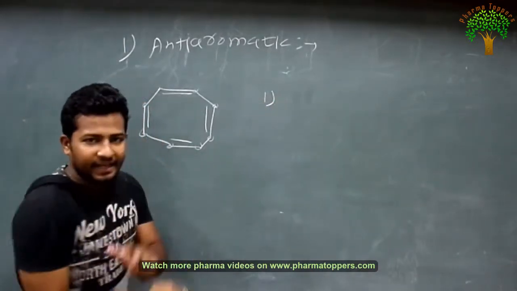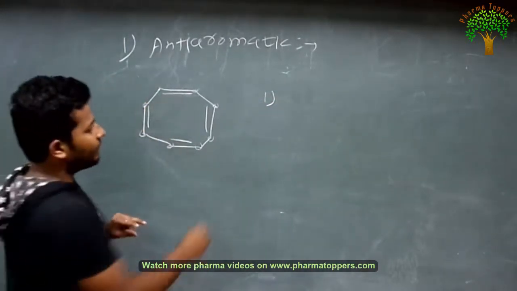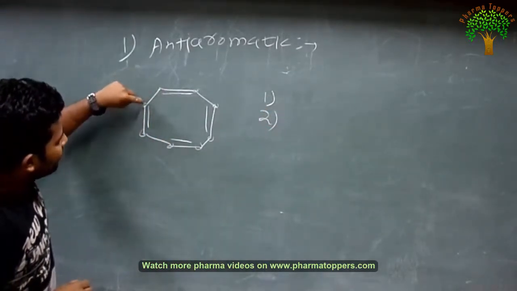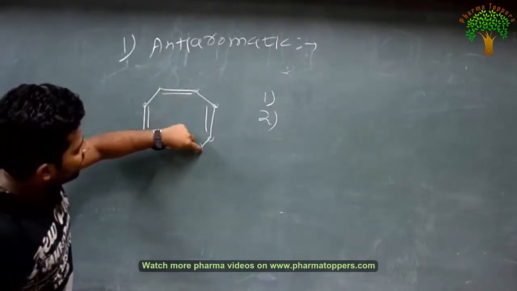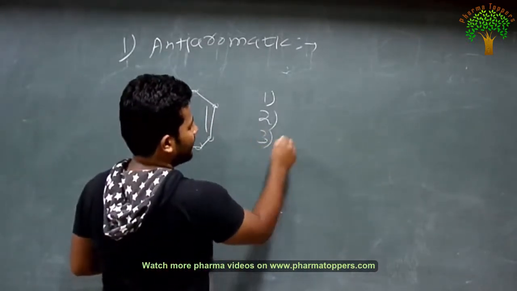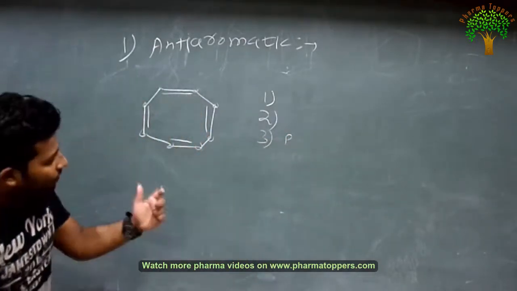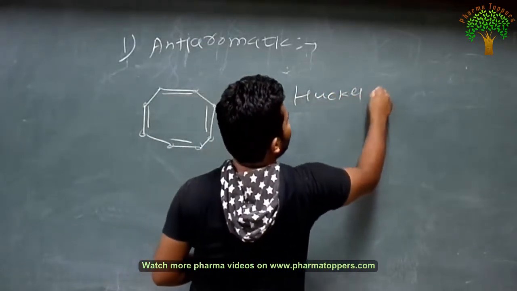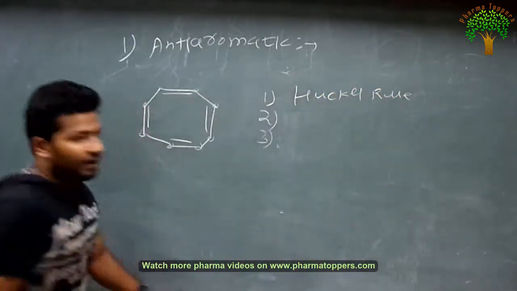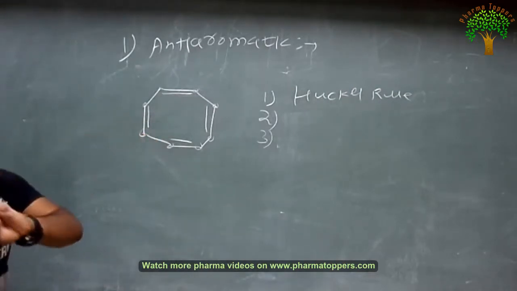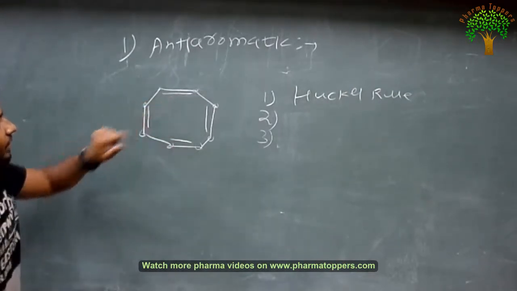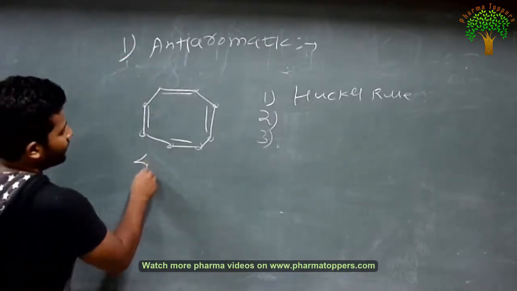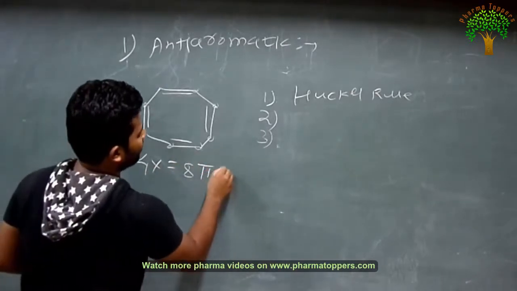First rule is the cyclic structure. Yes, it is cyclic. Second one: is it conjugated? Yes, it is conjugated because it contains alternate single and double bonds, single bond, double bond. Third rule: is it planar? Yes, it is planar. Fourth rule is Huckel's. Apply the Huckel rule for this structure. As this structure contains 4 pi bonds, 4 double bonds, and each double bond contains 2 pi electrons, 4 double bonds contain 4 into 2 is equal to 8 pi electrons.